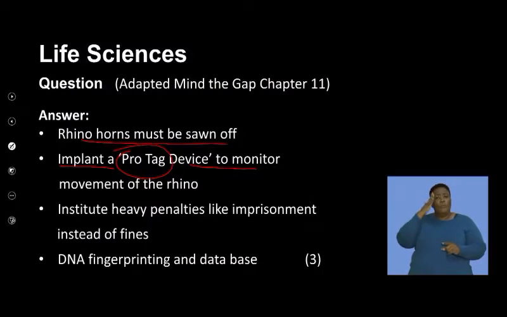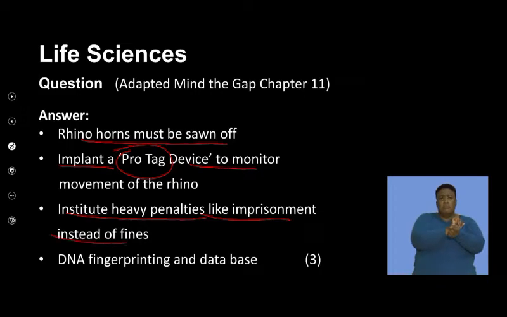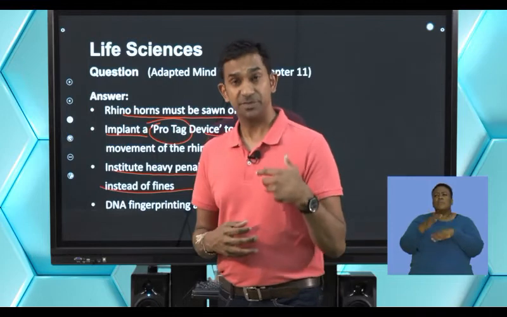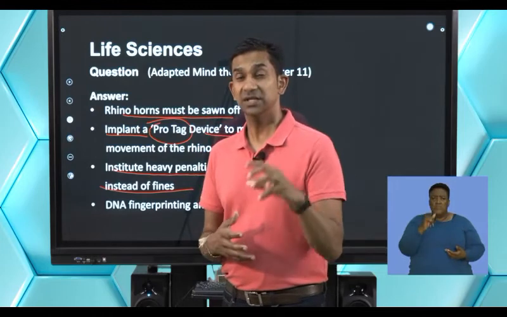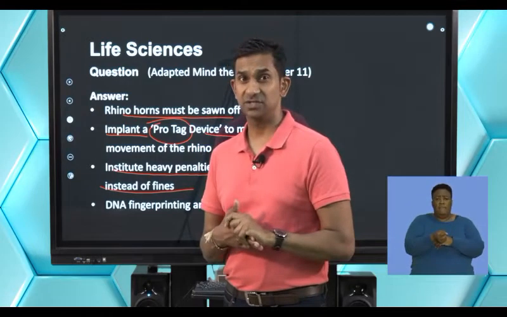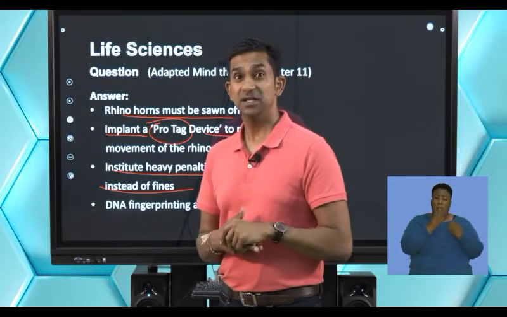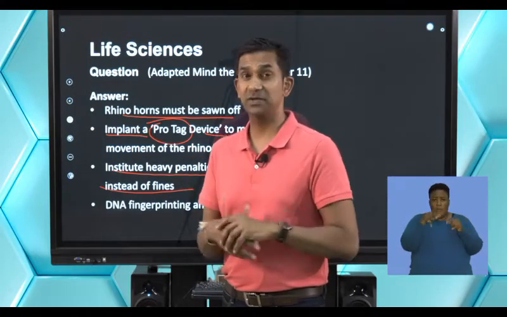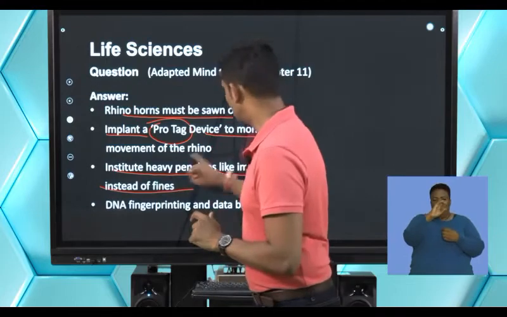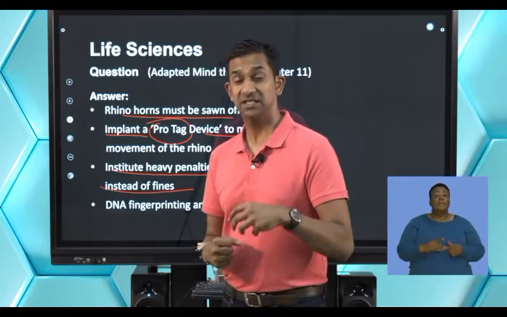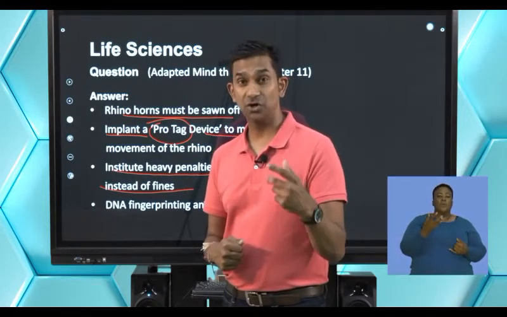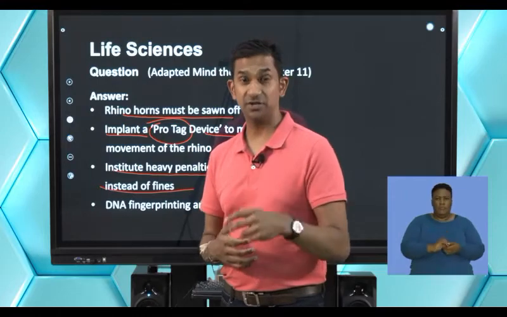We also know that there are heavy penalties like imprisonment that have been instituted instead of fines. Sometimes the monetary fines are significantly inconsequential to the impact that poaching has had on the rhinos. In the past, heavy fines have been issued to people who have been caught with these horns. However, the laws have been changed, and these now include imprisonment, which has significant consequences in reducing the number of rhinos being poached.